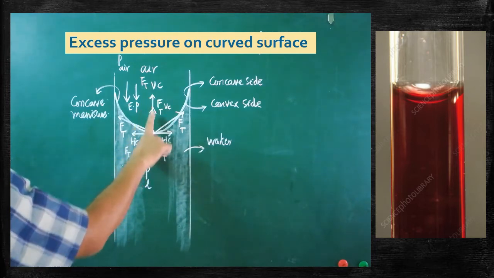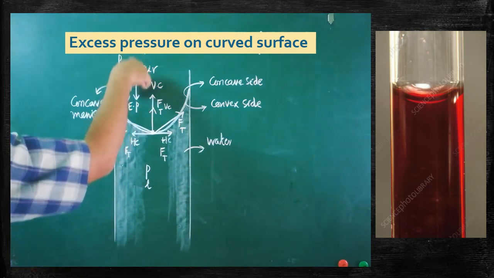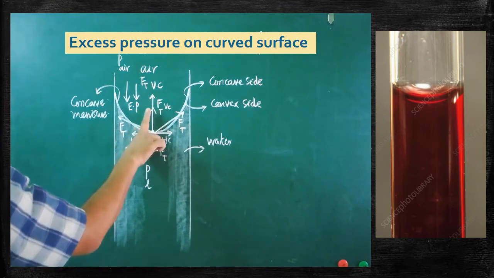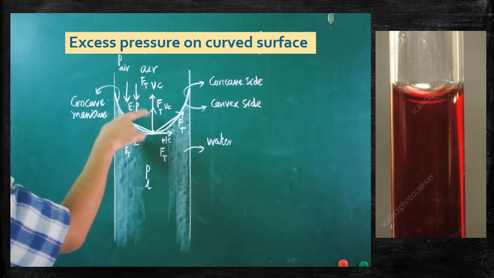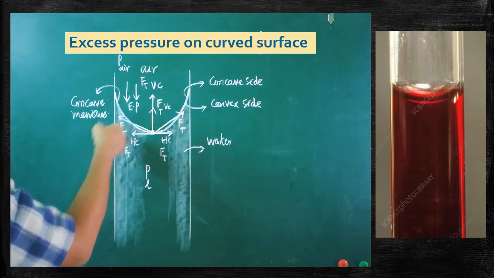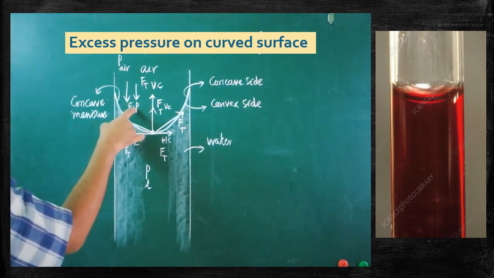So this is the net force due to the vertical component. This is the direction of the excess pressure. So excess pressure is acting in this direction. The force due to the vertical component is acting in this direction. Both of them will be in equilibrium. Only then is the shape of the curved surface possible. Are you clear? Tell me in which direction that excess pressure is acting.